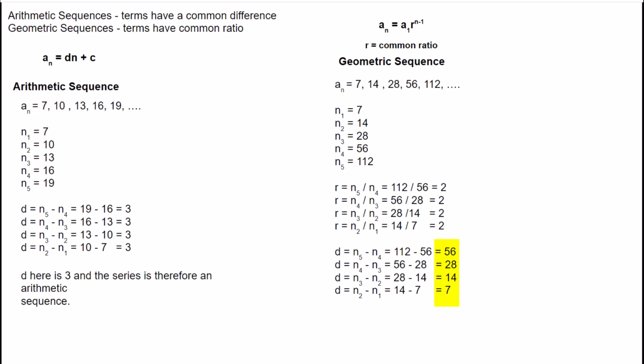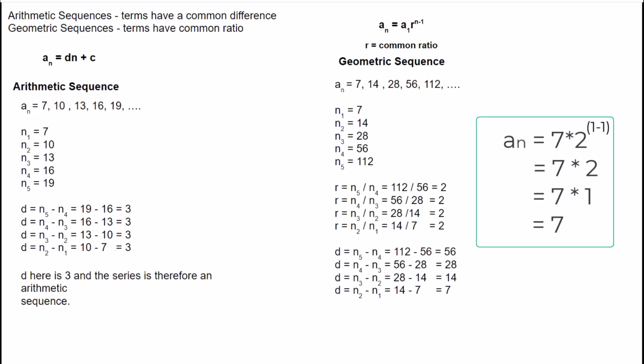Based on the information we have, we can write the formula for this particular sequence as a sub n is equal to a1, being the first term, so in this case 7, times the common ratio, which we've already determined to be 2, raised to the power of n minus 1. N in this case happens to be whatever term we're looking at. So since we're looking at the term n1, or 7, n would be 1 in this case.